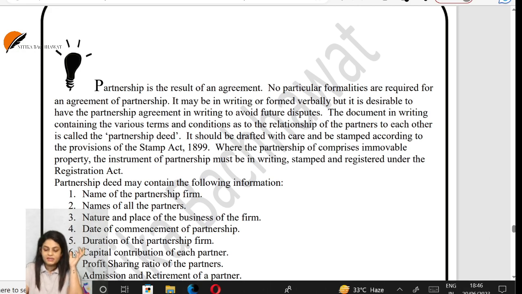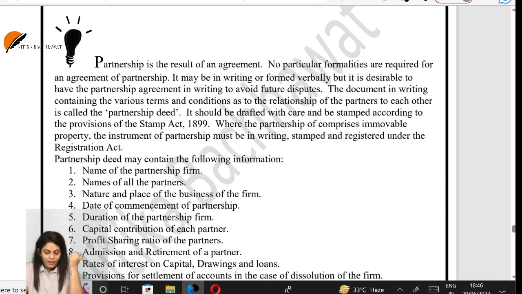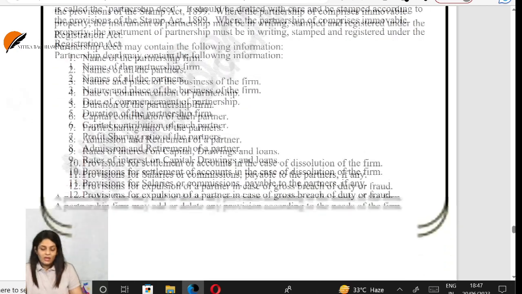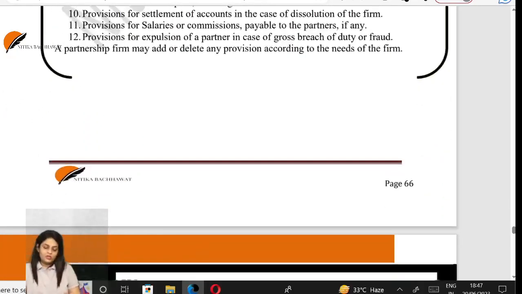What does it have? The name of the firm, the names of the partners, the place of business of the firm, the nature of the business, the date the partnership will start, the day the partners joined, the duration, the capital contribution, the profit sharing ratio, the rules for admission and retirement, the rates of interest on capital, drawings, loans, provisions for settlement of accounts in case the firm goes for dissolution, salaries, commissions payable to the partners, and the rules for the expulsion of the partners.